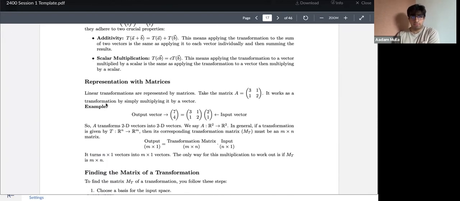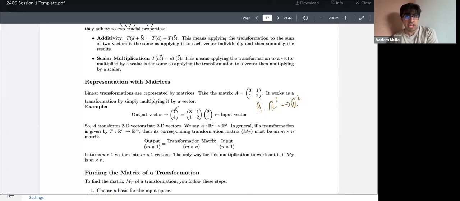The key idea is that linear transformations are matrices. Matrices are a representation of linear transformations. Why? Let's think about this matrix right here. It's a linear transformation. What does it do? It multiplies by a vector and gives you a new vector. So this A is like our machine. You put in an input vector and do the multiplication: 3 times 2 plus 1 times 1 is 7, and then 4, and you get a new output vector. We would say A goes from R2 to R2, because it takes a two-dimensional vector, multiplies it, and ends up with a two-dimensional vector as well.